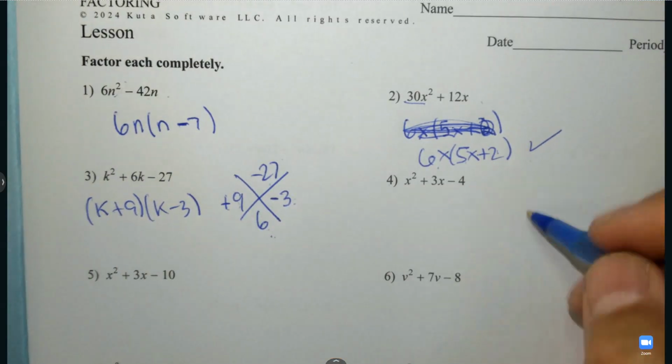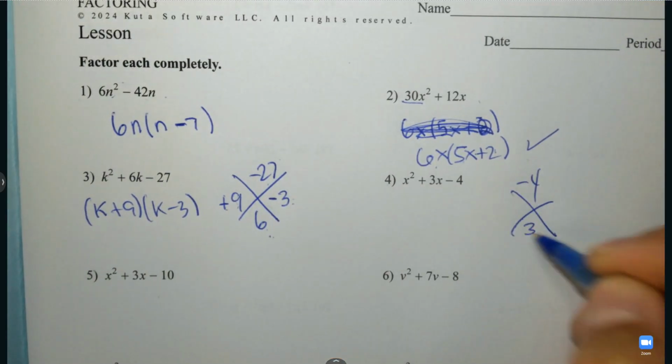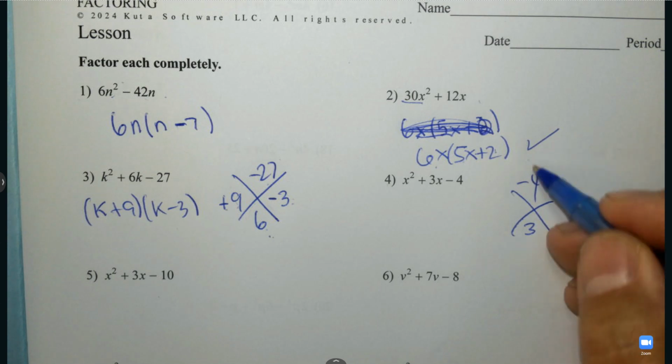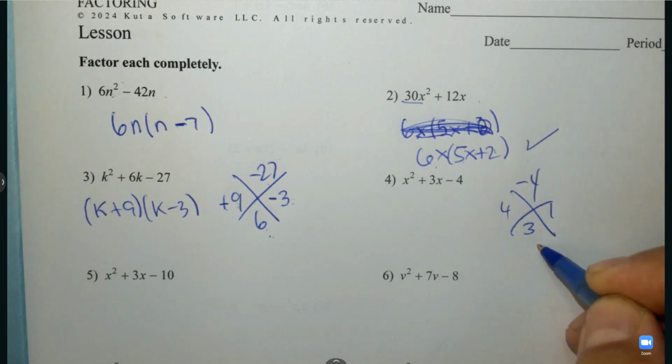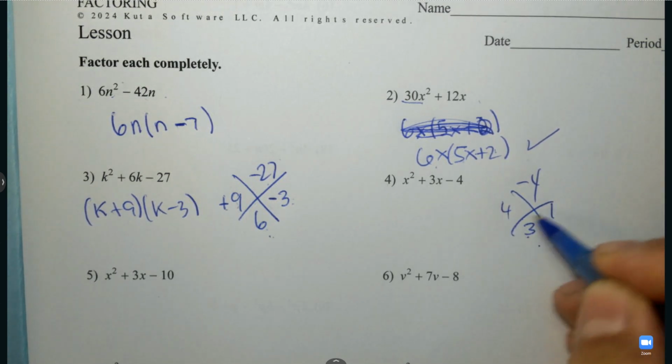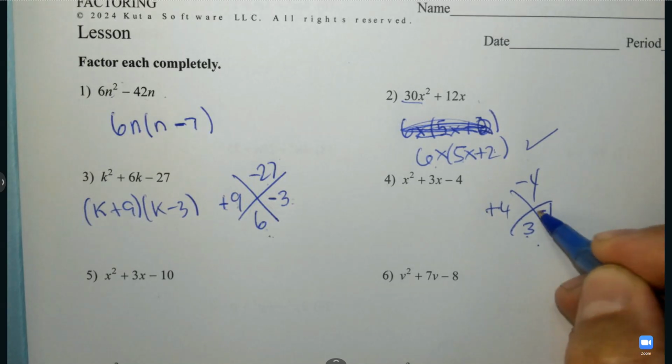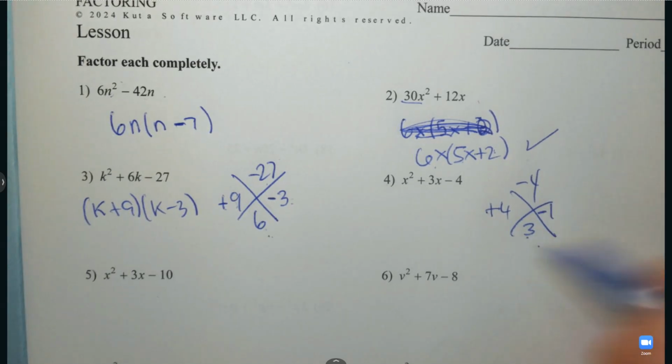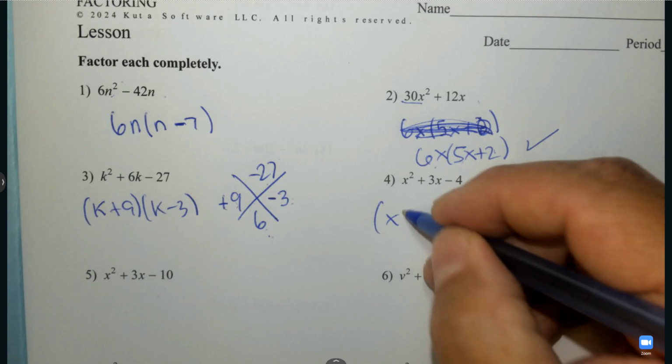All right, again, we're going to set this up for negative 4 and 3. So find the 2 numbers. Now, because it's negative, that means that they subtract to equal 3. Because the bottom number is positive, the bigger number is positive, the smaller number is negative. So the 2 numbers are x plus 4 and x minus 1.